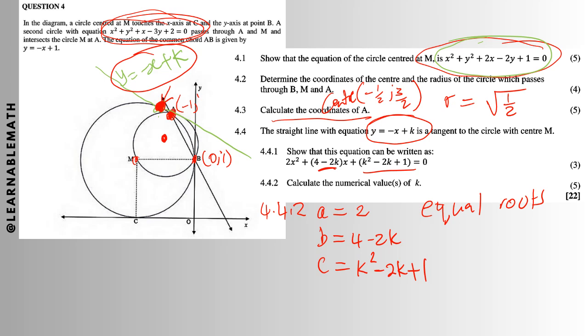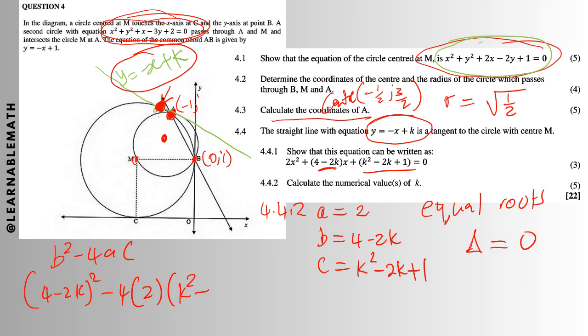Because if they are intersecting, they have the same x value, it means the roots are equal at that point. In other words, delta must be equal to 0. And you use this idea to solve for the values of k. We know that delta is b squared minus 4ac. I just substitute: b is 4 minus 2k, squared, minus 4, a is 2, c is k squared minus 2k plus 1, and this must equal 0, because the roots are equal. Then using that, guys, you can quickly find the values of k.